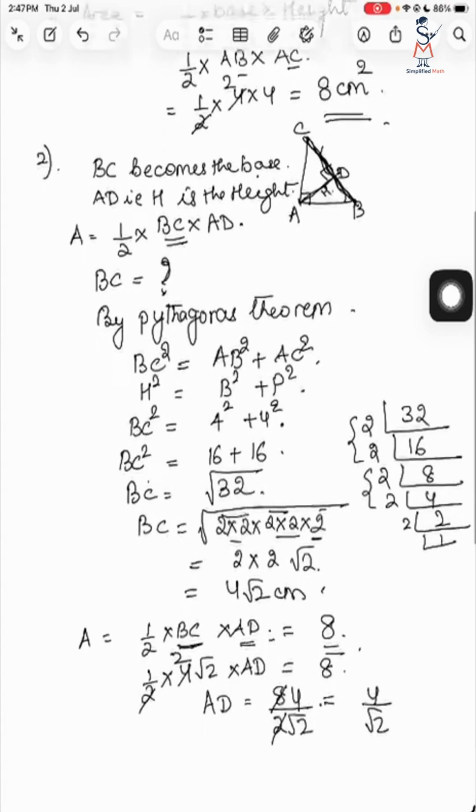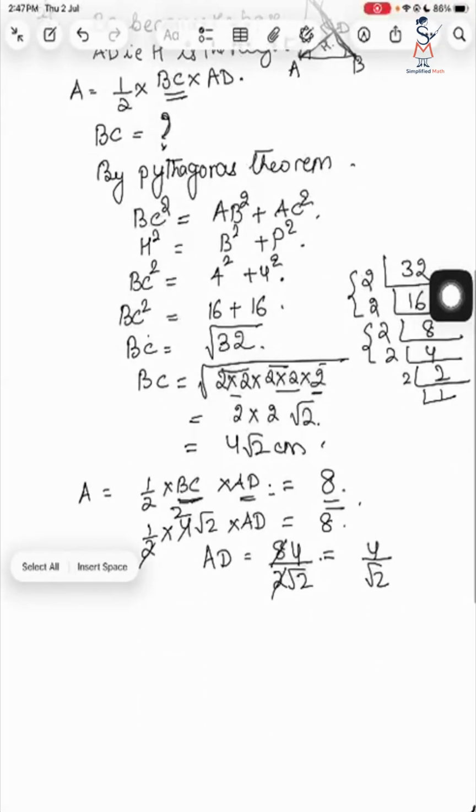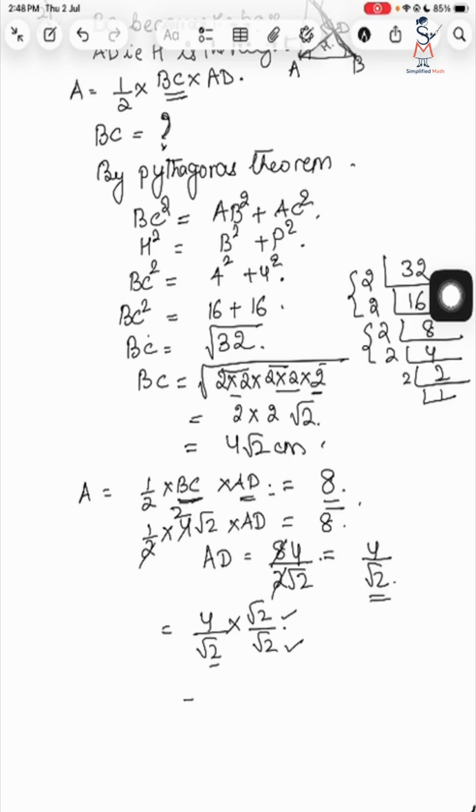Now 4 upon root 2, we will rationalize. Rationalize means we will remove the square root from the denominator. Here we can see the denominator has a square root. So to remove the square root, how do we rationalize? We multiply the numerator and denominator by the same square root. Here it is root 2, so we multiply the numerator with root 2 and the denominator with root 2.